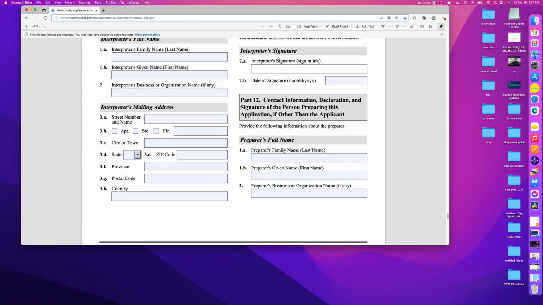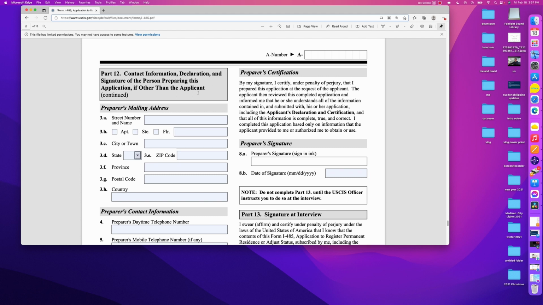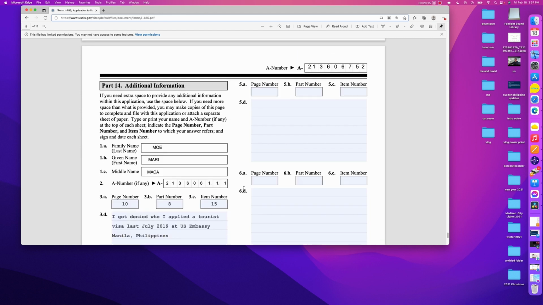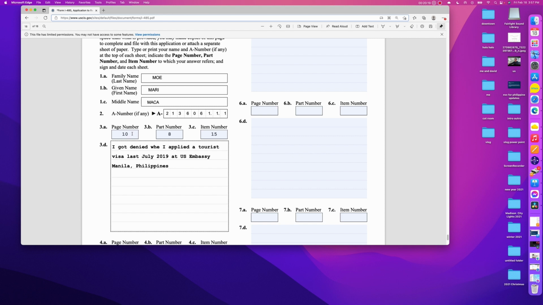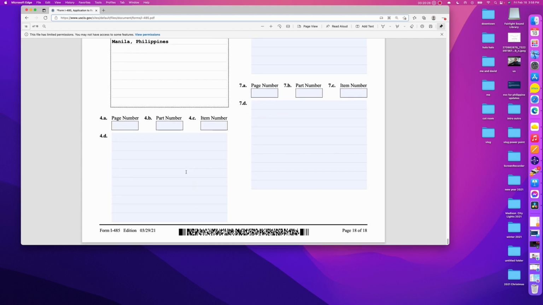Now let's continue to page 17. Contact information, if you have an attorney or preparer, you put it here. I don't have, so leave it blank. And then this is part 14, additional information. So I answer yes, the denied visa. You put the page number, part number, and item number and explain it a little. So that's all and you are done. Okay guys, so that's it.